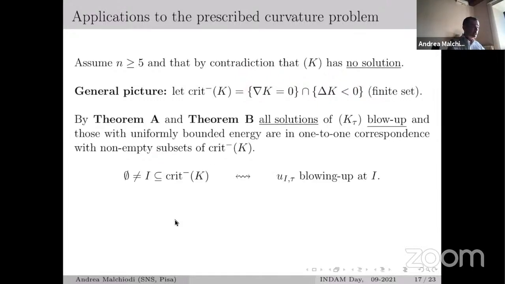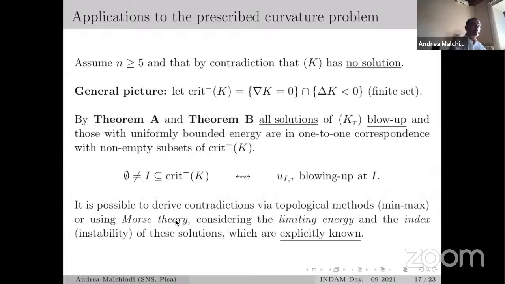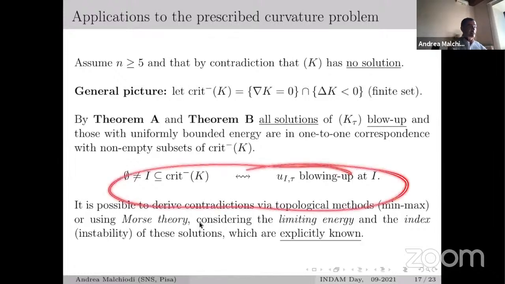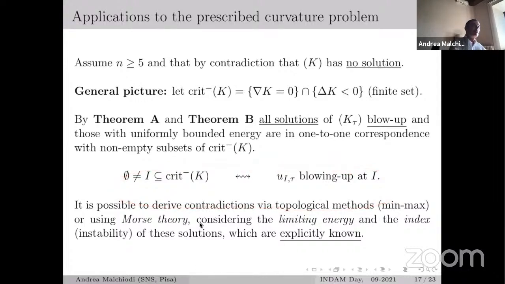For any subset, which I call I, we can generate a one-to-one correspondence with solutions blowing up exactly at the set. Now we can use some tools like topological methods, min-max, or Morse theory to find contradictions to this statement, in a sense. The reason is that from some energy expansion, we know exactly the limiting energy and the limiting index, namely the stability of these blowing up solutions. There are formulas, but I don't display them for simplicity. So let me state our theorems.